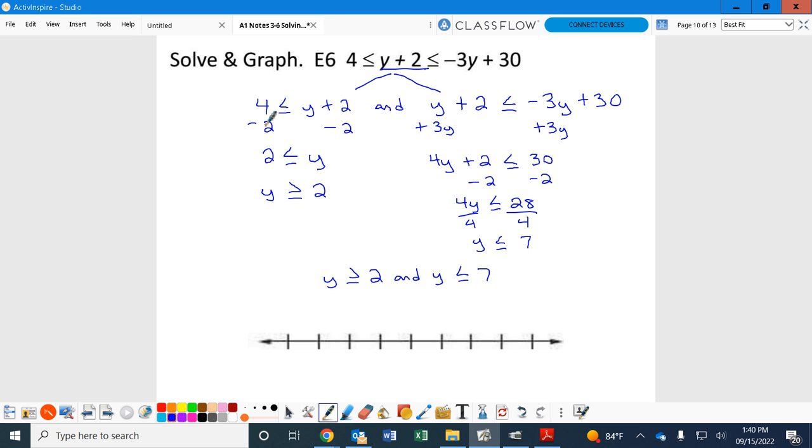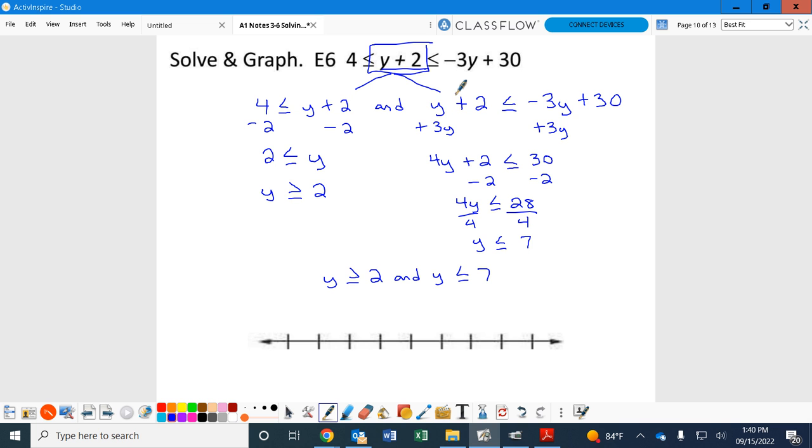Oh, now I see. Okay. Yes, ma'am? Why didn't you do y plus 2? Because that's what was in the middle. I have to take everything from in the middle and put it over here. Whatever's in the middle has to go to both of them.